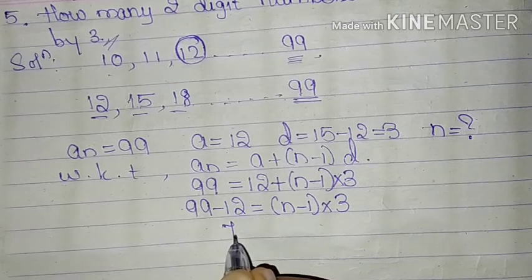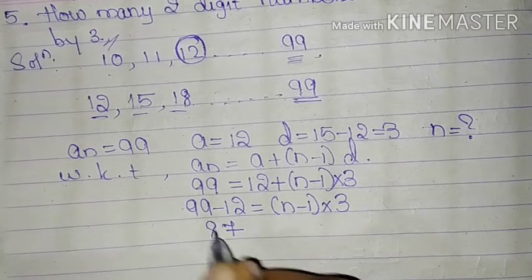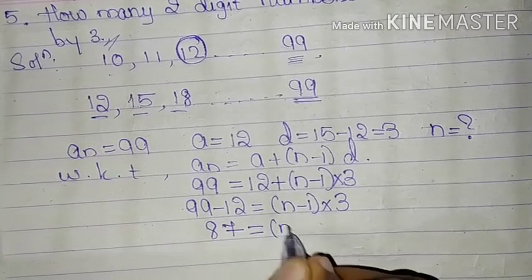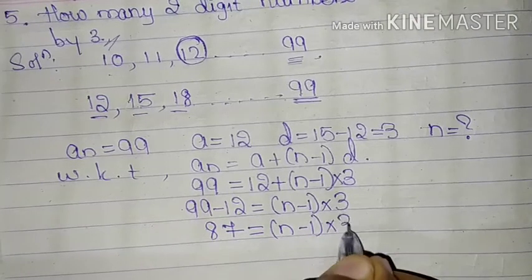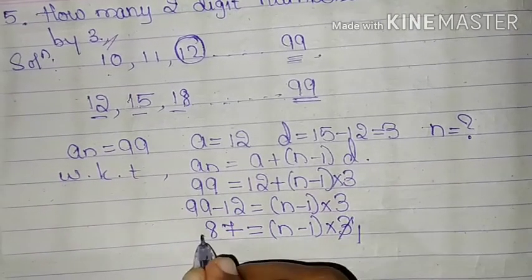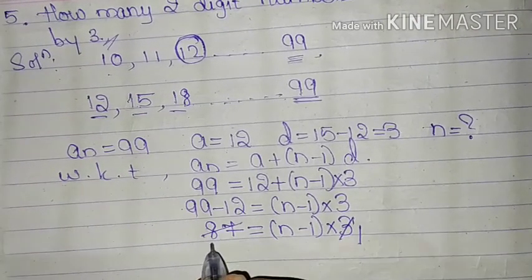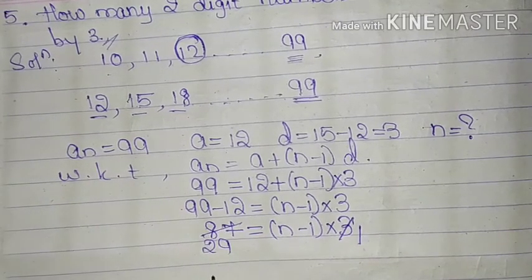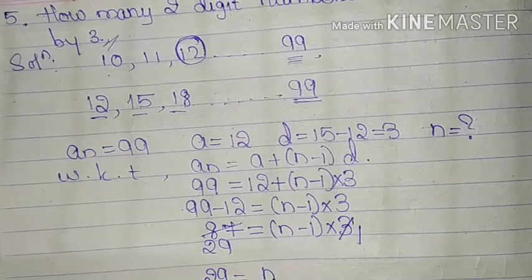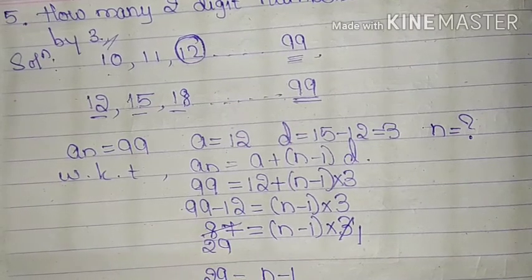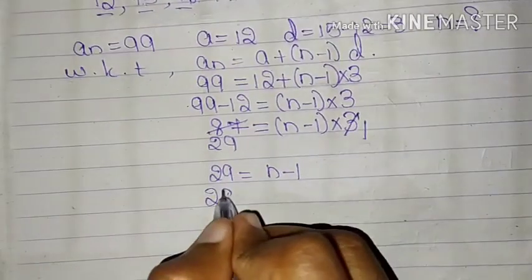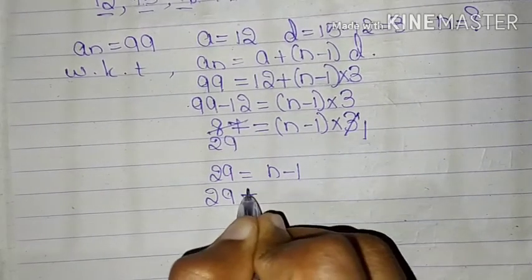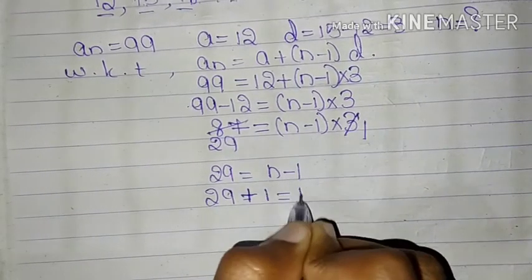99 minus 12: 9 minus 2 is 7, 9 minus 1 is 8, so 87 is equal to n minus 1 into 3. So 3 ones are 3, 3 2s are 6, 3 9s are 27. So 29 is equal to n minus 1. 29 plus 1 is equal to n.